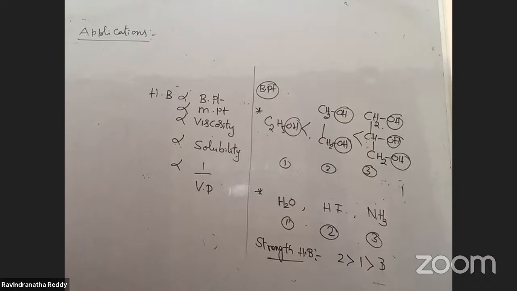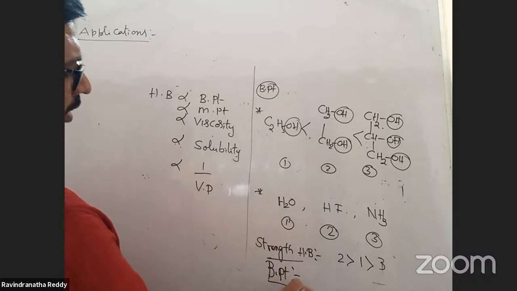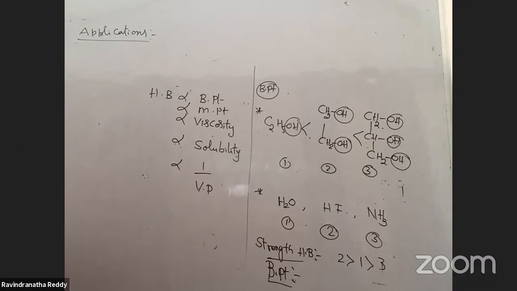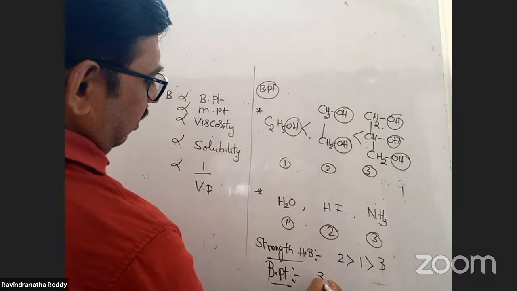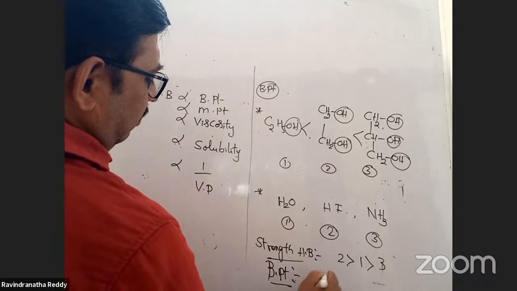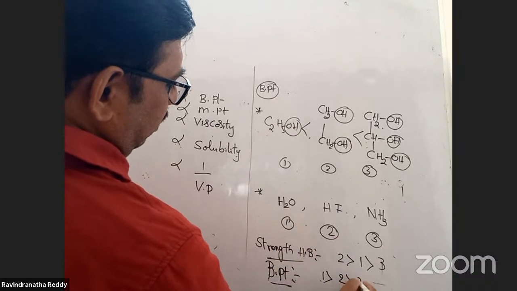But what about the boiling point order? Regarding these three compounds, open to all, what is the boiling point order? Water is the highest value. Next one is HF, next one is ammonia. So 1, water, then HF, then ammonia.